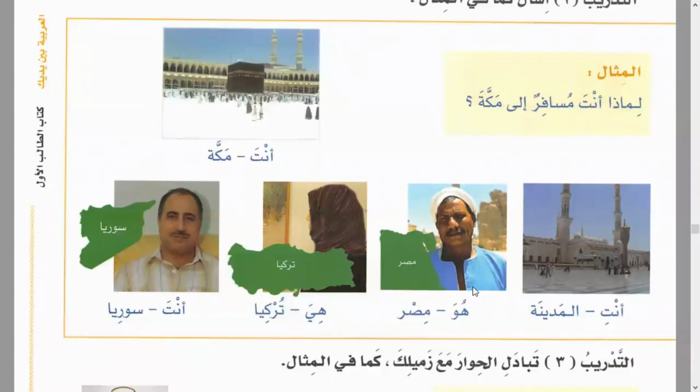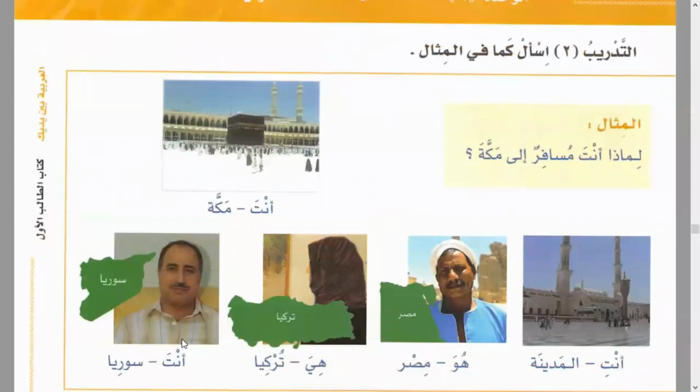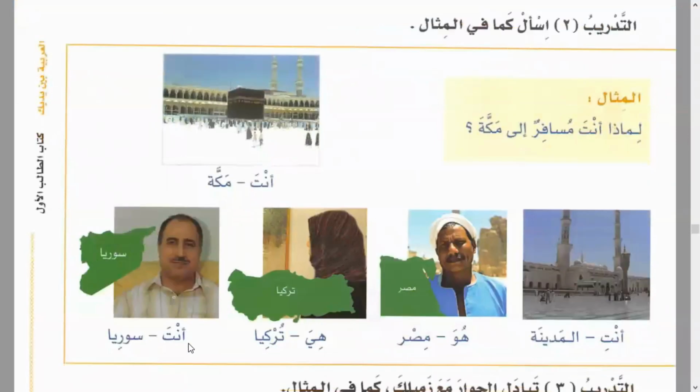لماذا أنت instead of أنت لماذا هو مسافر إلى مصر؟ لماذا هي مسافرة إلى تركيا؟ لماذا هي? Why is she traveling to Turkey? لماذا أنت مسافر إلى سوريا? Why are you traveling to Syria? And this could be asked today, because Syria is a war zone now. So we could ask this question. لماذا أنت مسافر إلى سوريا؟ أنت من الداعش? Right? Okay. Why are you traveling to Syria? We could ask this question now. سبحان الله. Right?